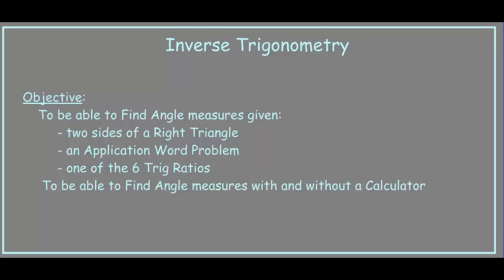Today we're going to look at inverse trigonometry. Our objective is to be able to find angle measures given two sides of a right triangle, an application word problem, or one of the 6 trig ratios, and be able to find angle measures with and without a calculator.